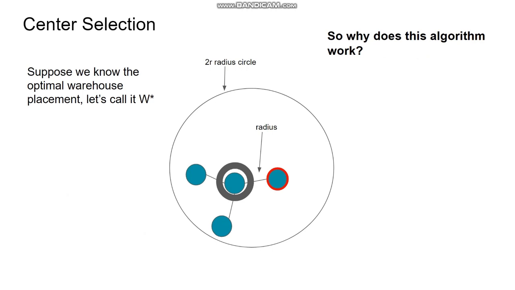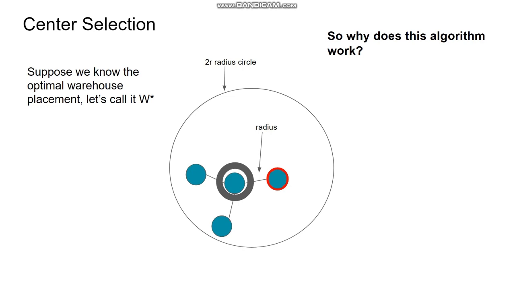Why does this algorithm work? Suppose we know the optimal warehouse placement, let's call it W star. And let's say this city here with the black circle around it is one of those optimally placed warehouses. And these circles outside are the cities that it serves. This line here is the radius of the city.